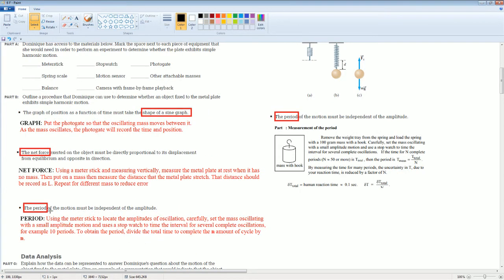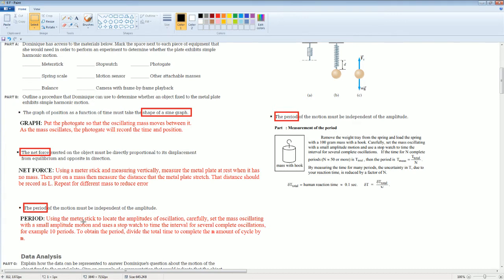Last one is to get the period. You're going to use the meter stick to locate the amplitude of the oscillation. That means how far it will stretch, or how compressed it is. And then you're going to set the mass oscillating with a small amplitude. Make sure it's a small amplitude, right? And use a stopwatch to measure several complete oscillations.